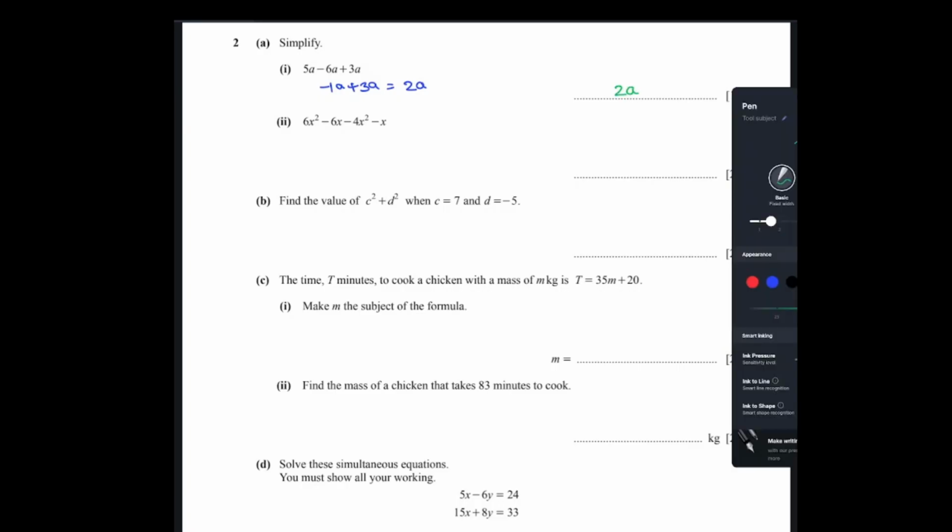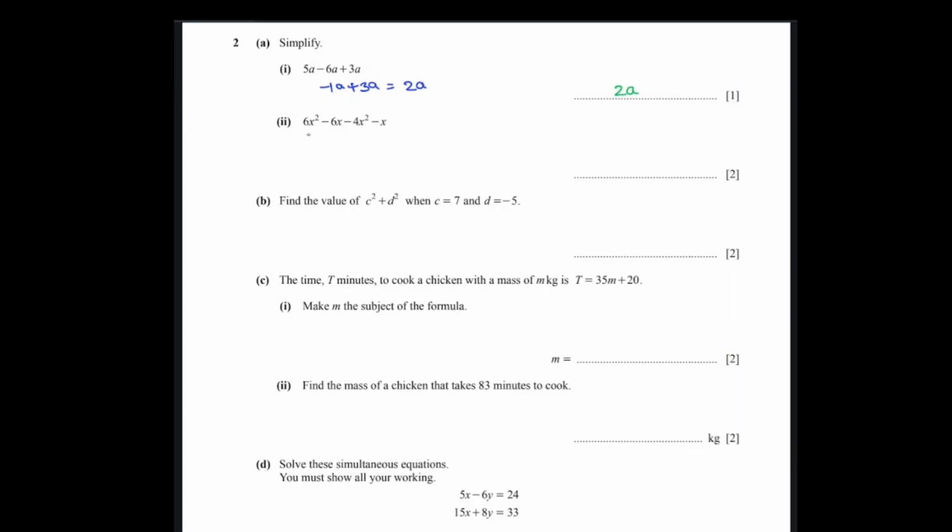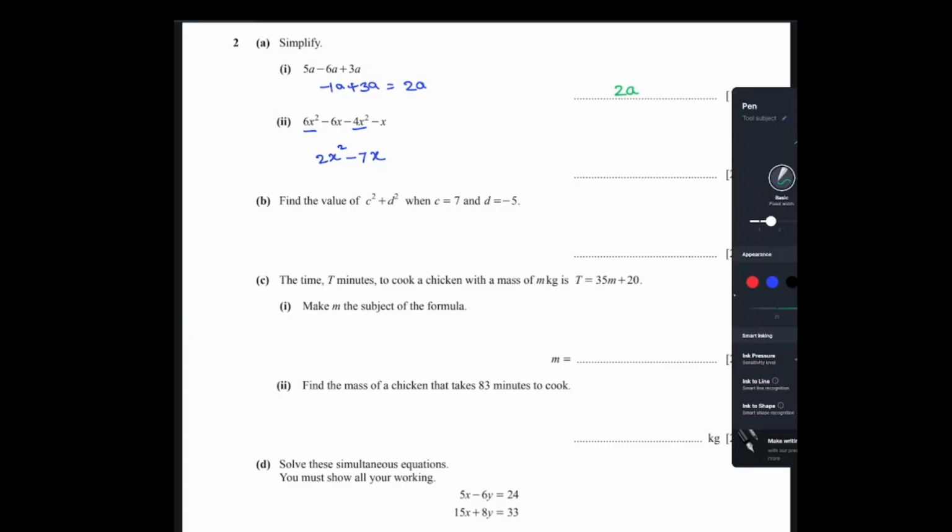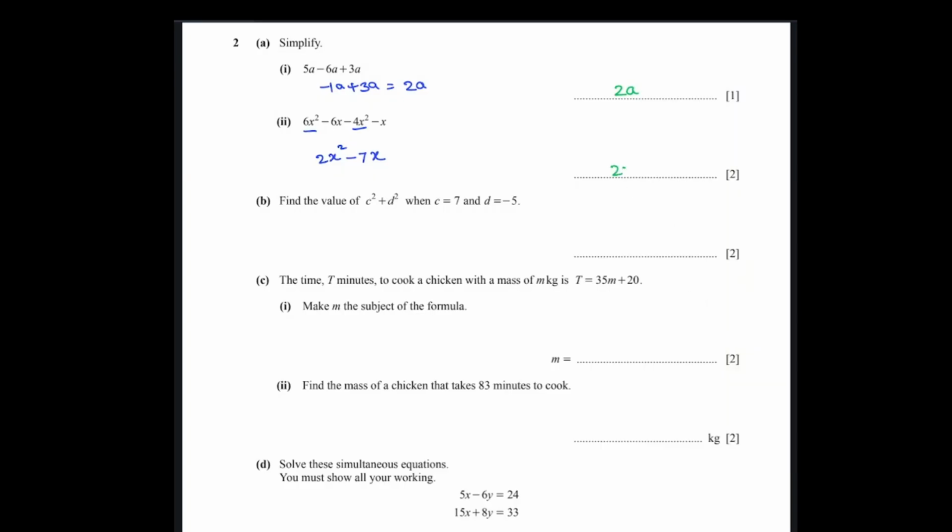Question number 2. 6x square minus 6x minus 4x square minus x. Again take the like terms. These two are like terms. 6x square minus 4x square is 2x square. Then minus 6x minus x is addition, but put the minus sign. So minus 7x. So this is the simplification: 2x square minus 7x.